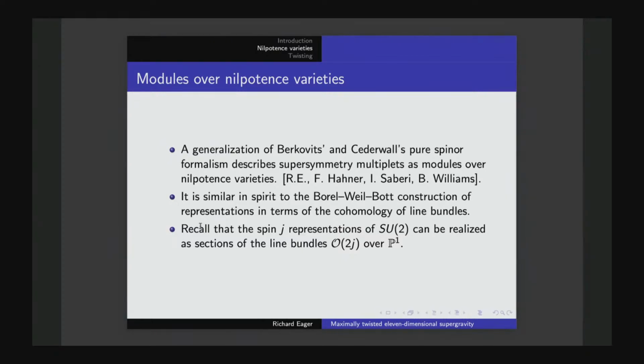Okay. So in this part, I want to explain how we use a generalization of the Berkovits pure spinor formalism to describe supersymmetry multiplets as modules over nilpotence varieties. It is similar in spirit to the Borel-Weil construction of representations in terms of the cohomology of line bundles. Maybe in physics, the most familiar example of this Borel-Weil construction is that the spin J representations of SU(2) can be realized as sections of line bundles over CP1.